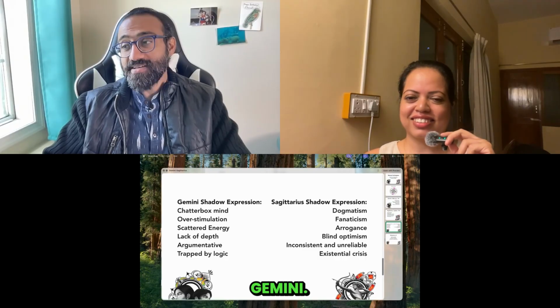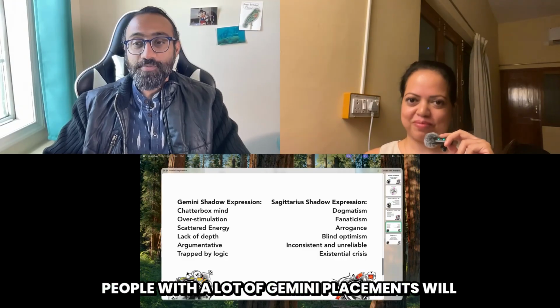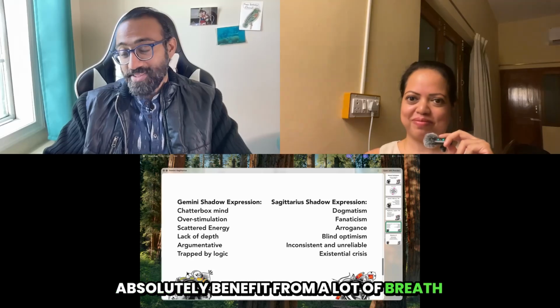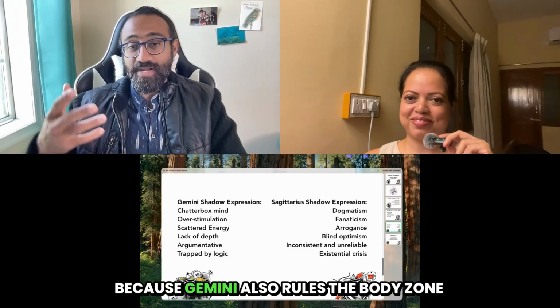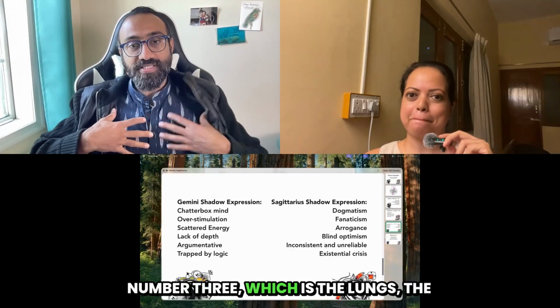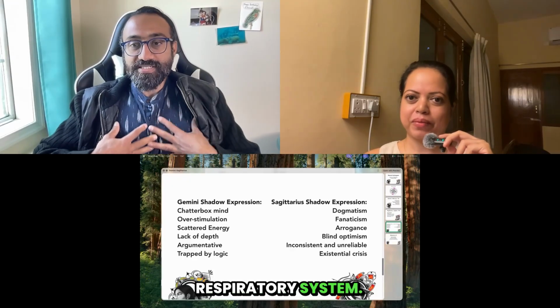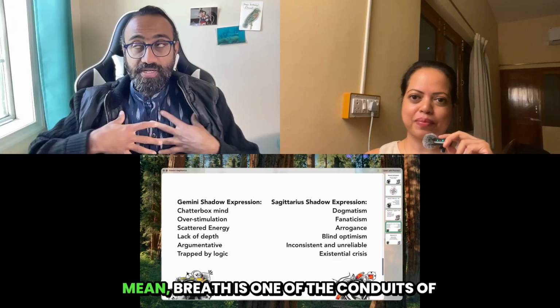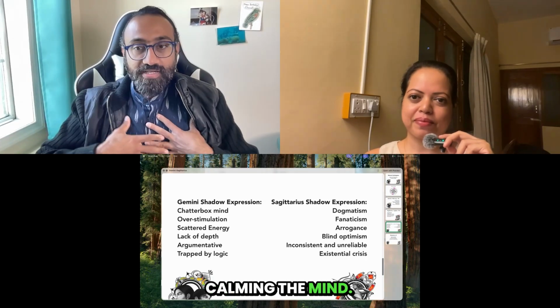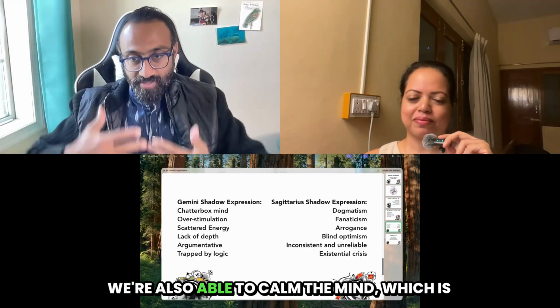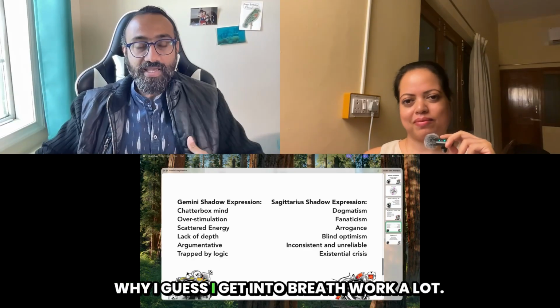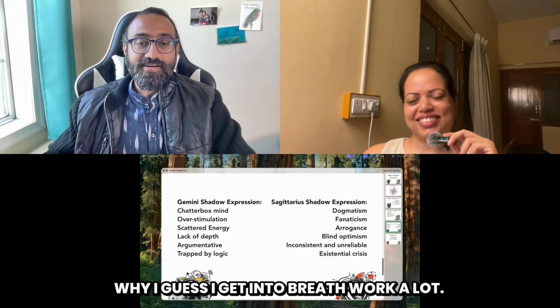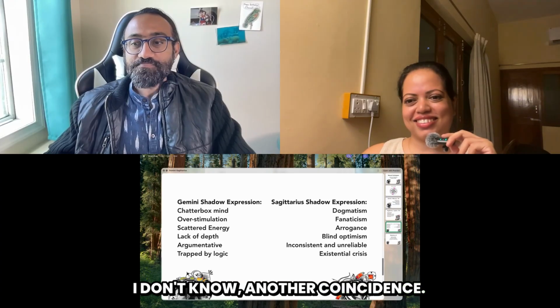But people with a lot of Gemini placements will absolutely benefit from a lot of breath work, because Gemini also rules the body zone number 3, which is the lungs, the respiratory system. And it just turns out that breath is one of the conduits of calming the mind. So when we do a lot of breath work, we're also able to calm the mind, which is why I guess I get into breath work a lot. I don't know, another coincidence.